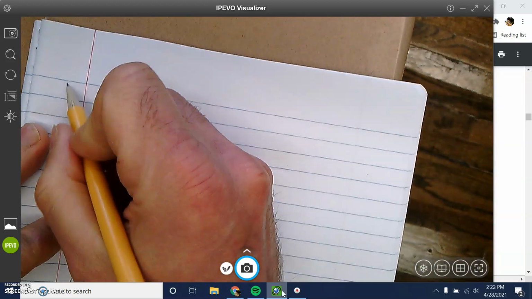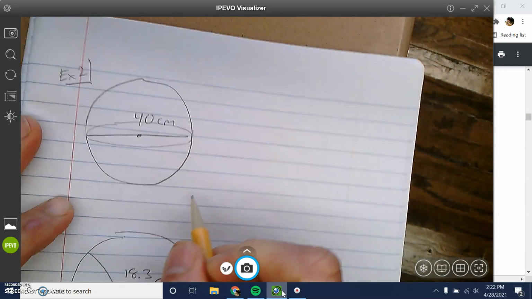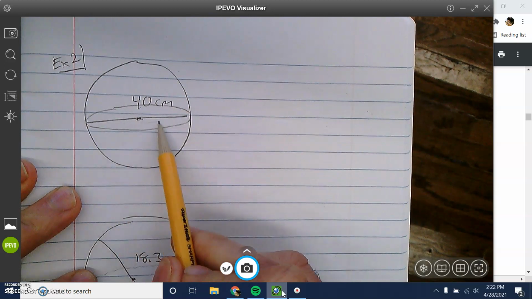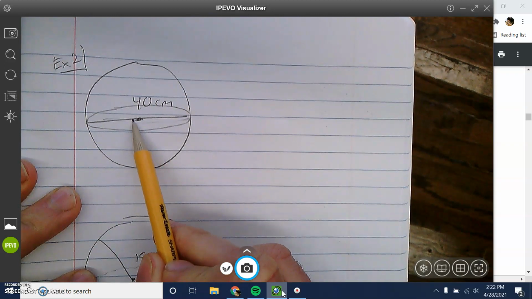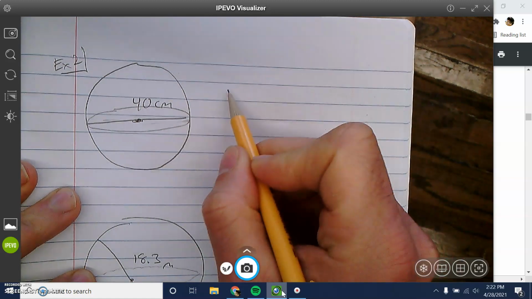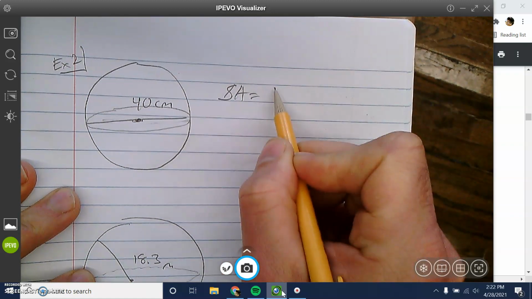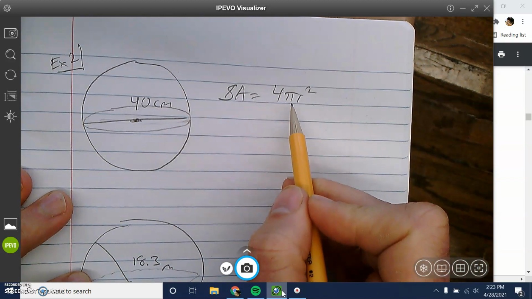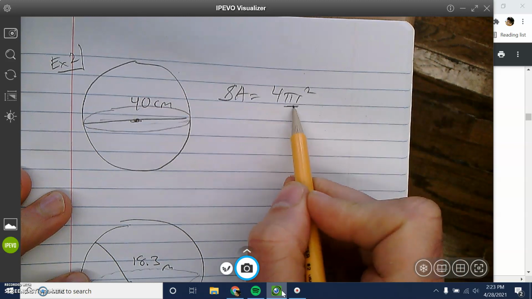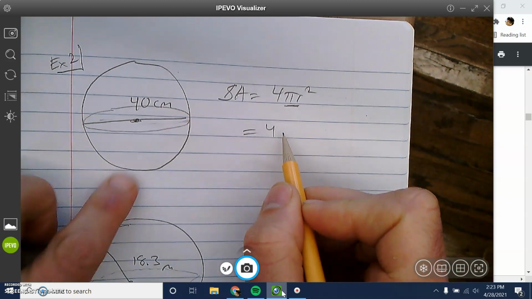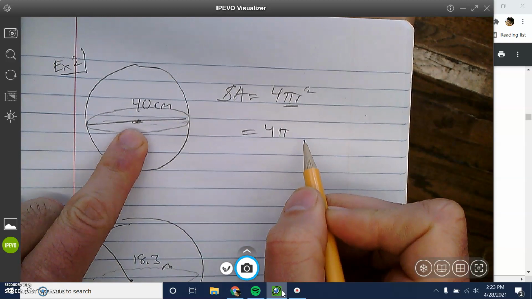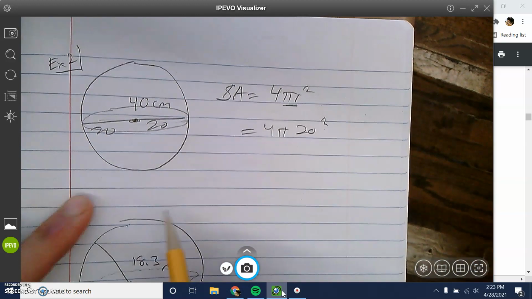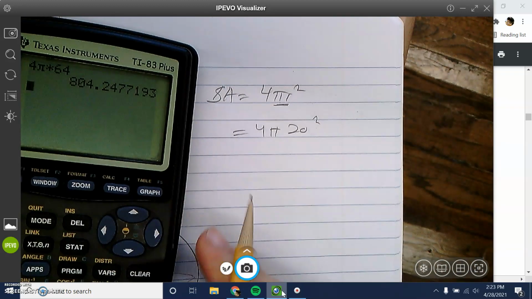Here we go. Example 2. Okay. So here we go. We have a diameter this time. And we need to write the equation down, right? Surface area is 4 circles, because I'm picturing those two pieces of the baseball leather. So we got 4 pi r squared. So it's 4 times pi times, what's the radius? Oh yeah, it's 20, times 20 squared. Cool.